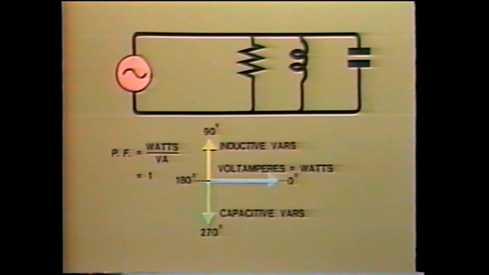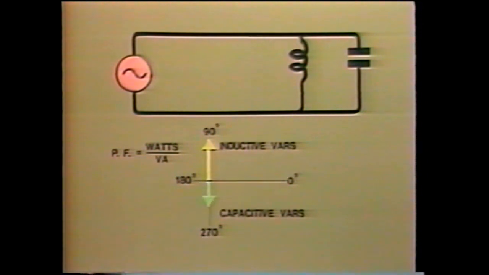The sum of inductive and capacitive VARs is then 0. In a circuit that has no resistance at all, then active power is 0 and volt-amperes consist entirely of VARs. In this case, the power factor will be 0 as there are no watts flowing. Circuits that have a combination of watts and VARs have power factors somewhere between 0 and unity, and this is, of course, the most usual case.